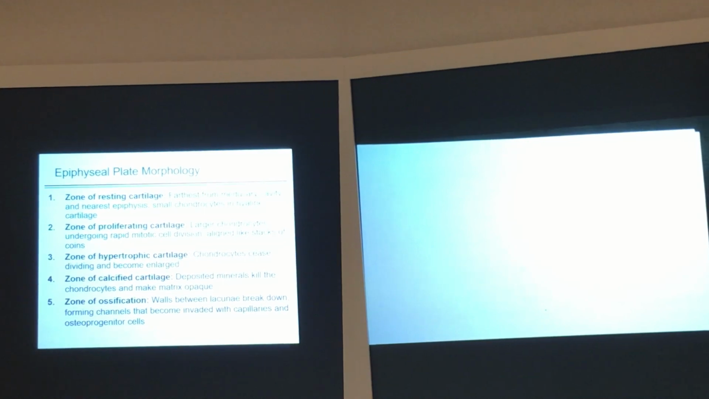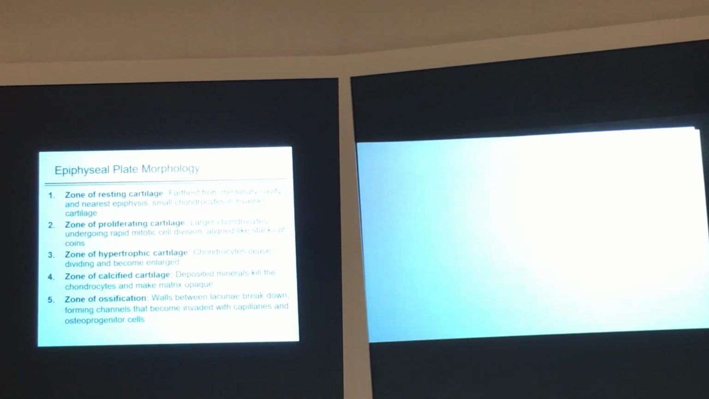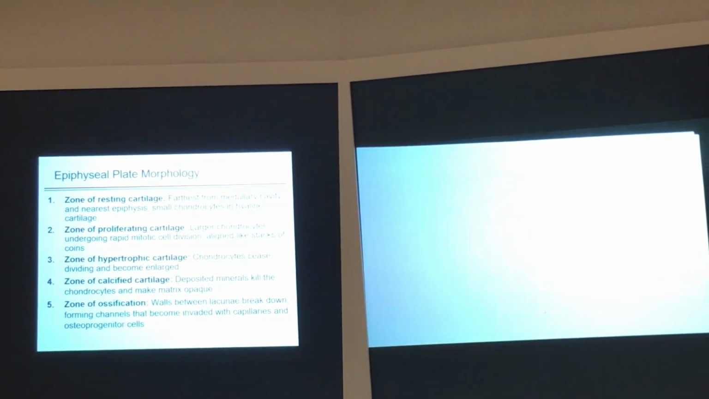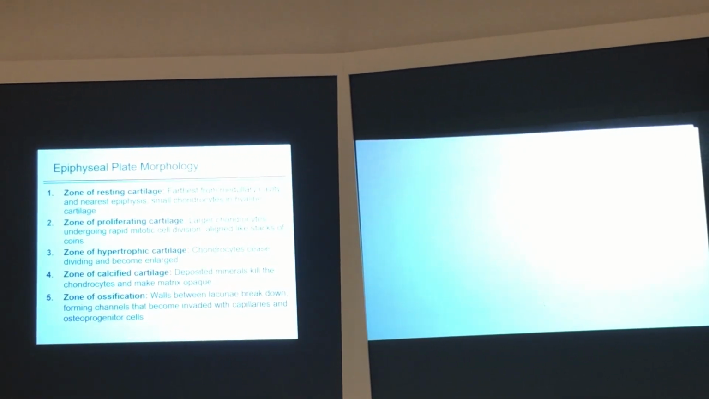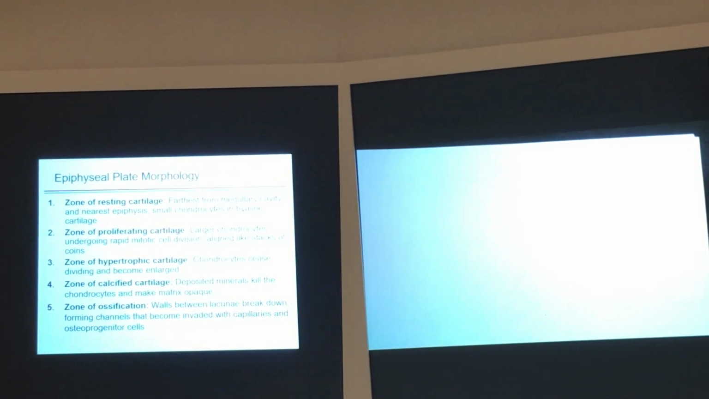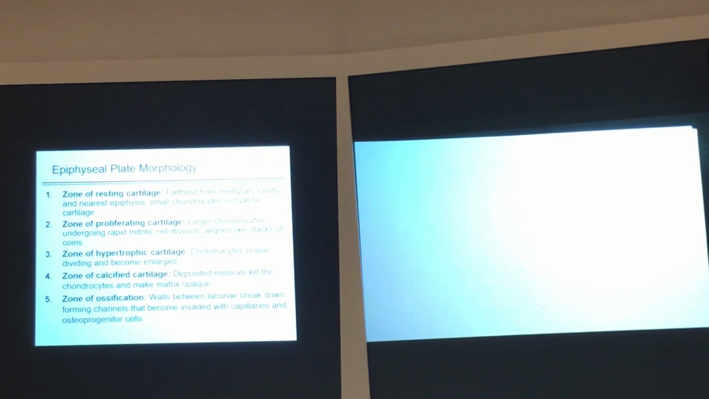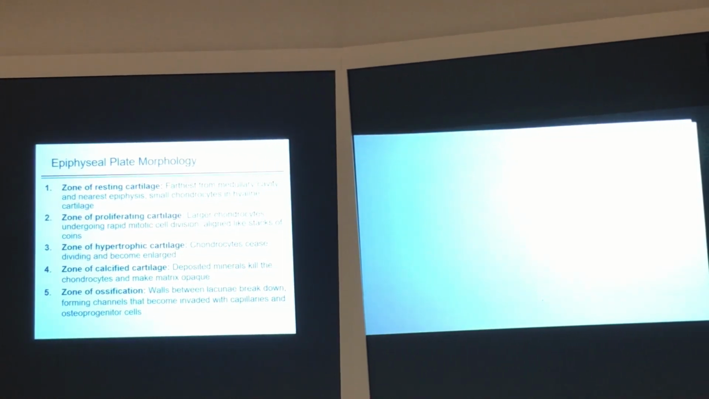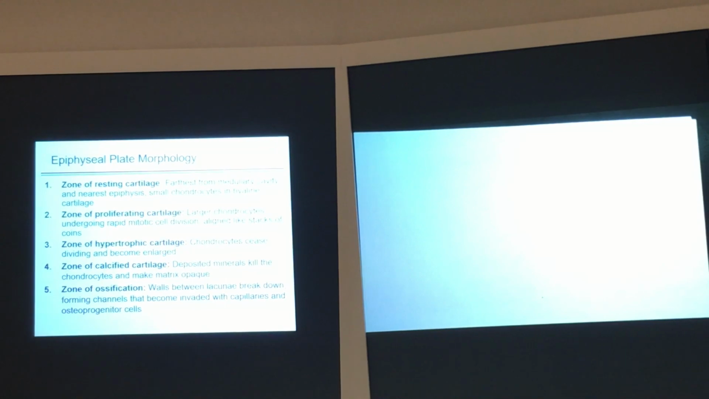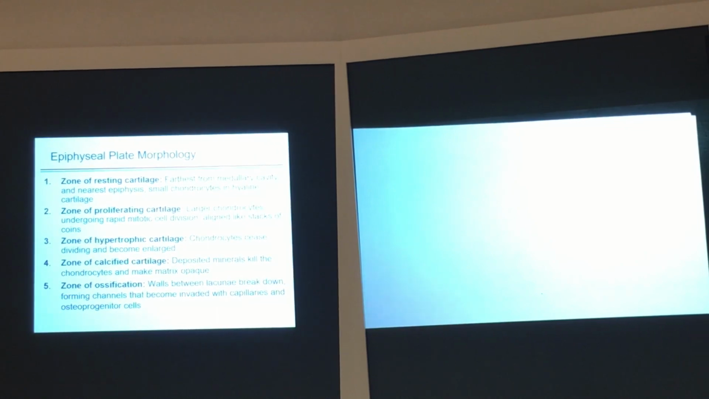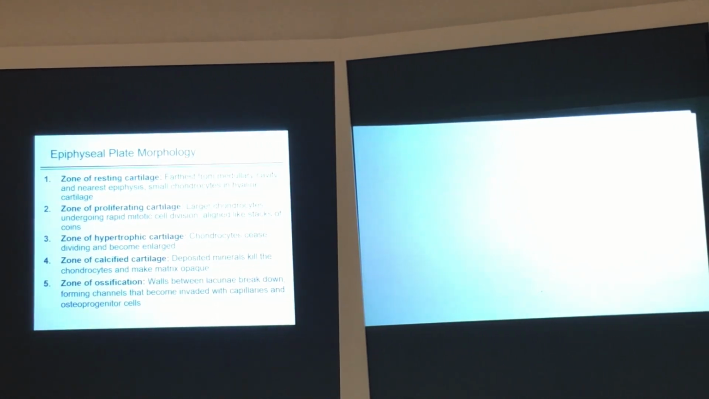So the way it's gonna grow is it has 4 layers and the 5th layer of ossification. So first, it starts as resting cartilage. The cartilages are resting, and then they start to multiply. So the resting zone is farthest from the medullary cavity, nearest the epiphysis, which are on both sides, small chondrocytes in hyaline cartilage. So that's why we say hyaline cartilage is part of a growing bone. Then it starts to divide. Larger chondrocytes undergoing mitotic division. So the number of cells increases.